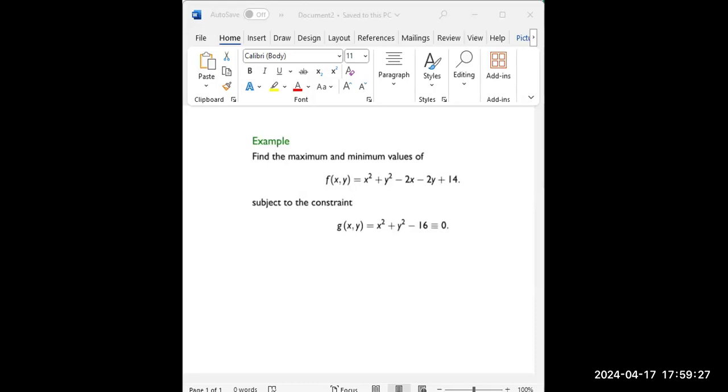Yeah, when we work out 1 over 1 minus lambda squared plus 1 over 1 minus lambda squared equals 16, we get 2 minus 4 lambda plus 2 lambda squared equals 1 over 16.